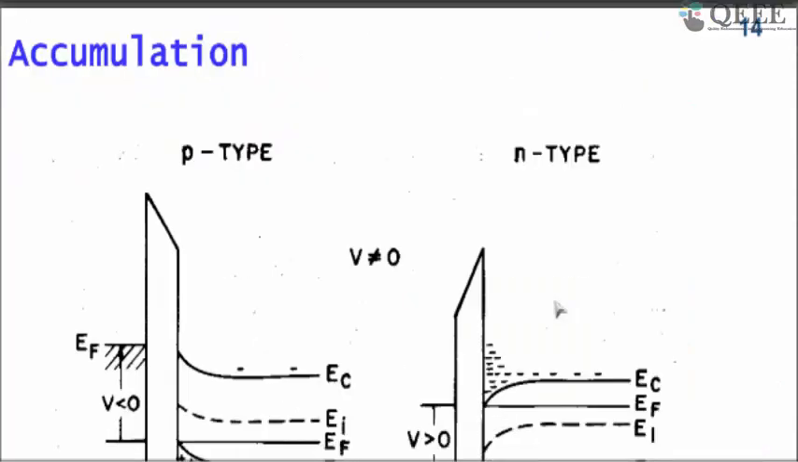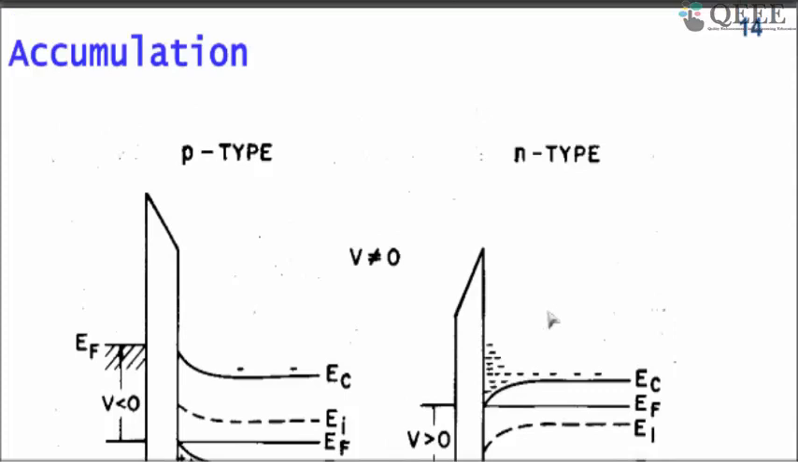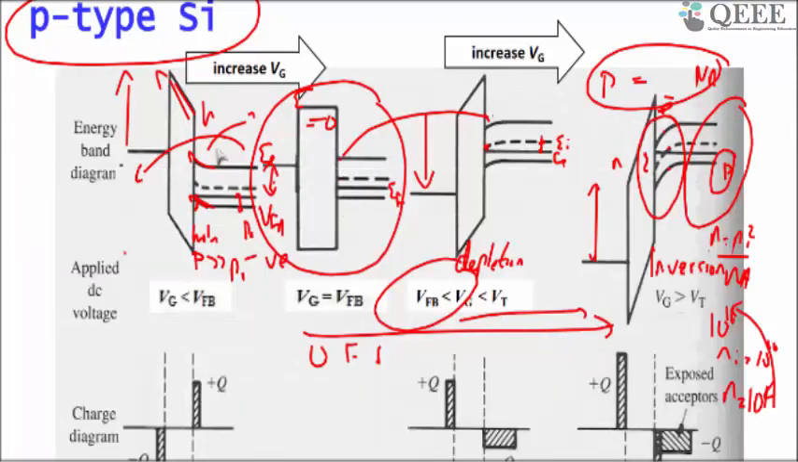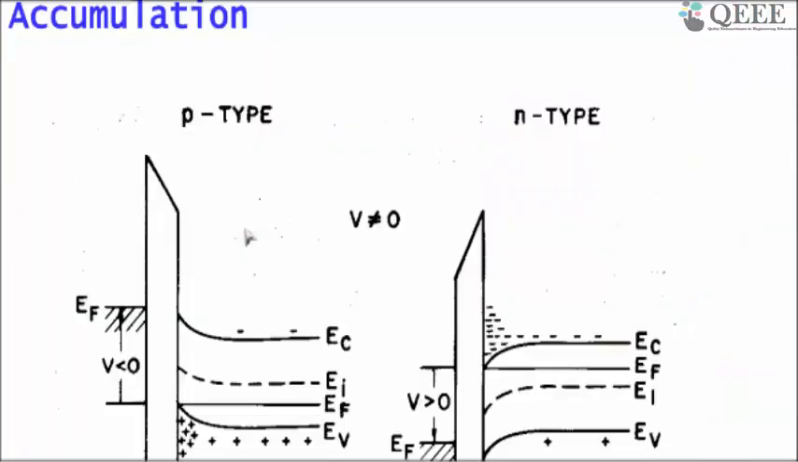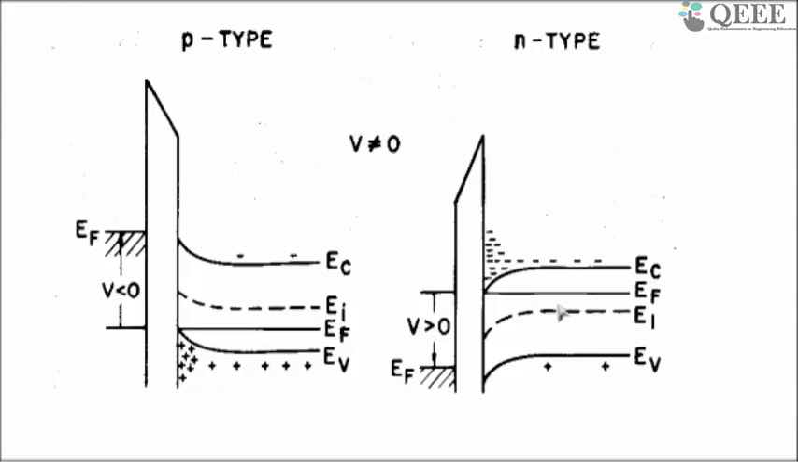Okay, now let us recap. The first condition we saw was the flat band condition. From here we are going to accumulation. Let's put the p-type and n-type side by side. This was the first case we took. This is n-type. Here you can see the EC is coming closer to the Fermi level.